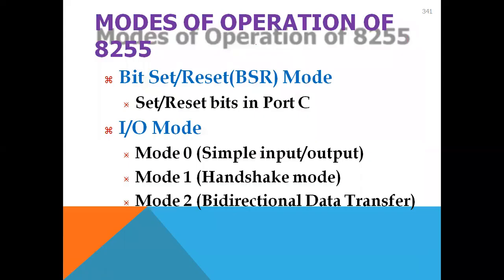Okay, totally there are 2 different types of mode. The first one is bit set reset mode, set or reset. The next one is the 3 mode operations. The name of mode 0 is simple input or output. The name of mode 1 is handshake mode. The name of mode 2 is bidirectional data transfer. So we will discuss the 3 different types of mode operations in detail in the next video.